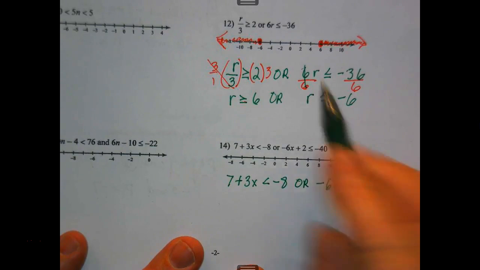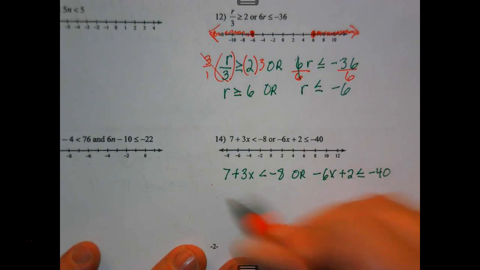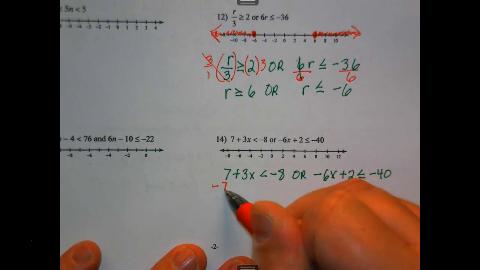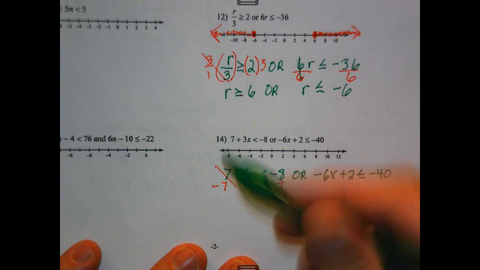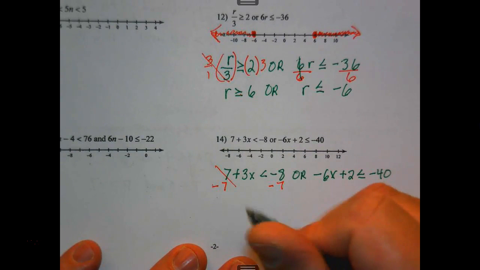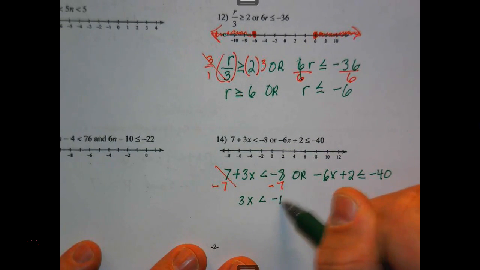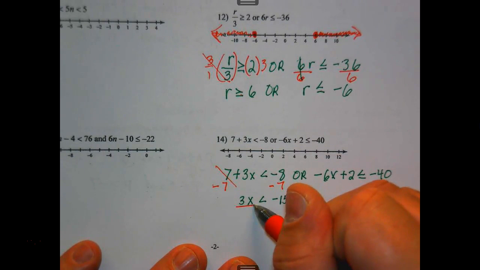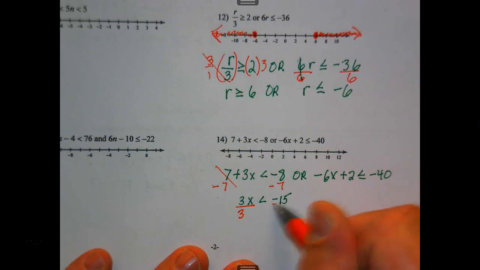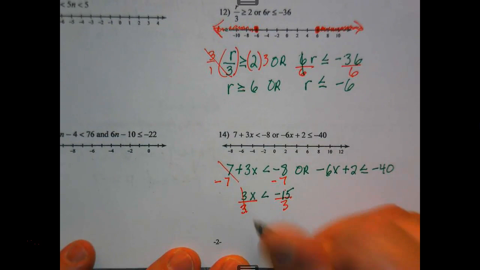Okay, this is an or problem, so it's going to be opposite ways again. This is going to be at least a couple of steps here. I'm going to subtract 7, subtract 7. I get 3x less than negative 15. Again, I'm dividing by a positive number, even though that's negative. I do not flip the sign.